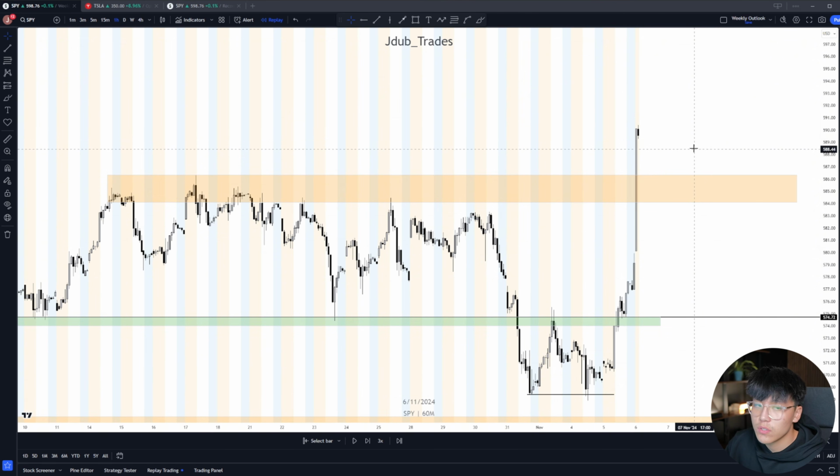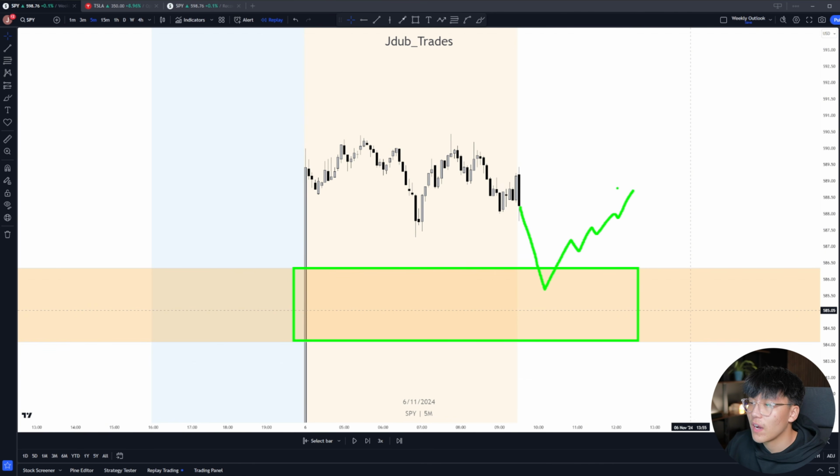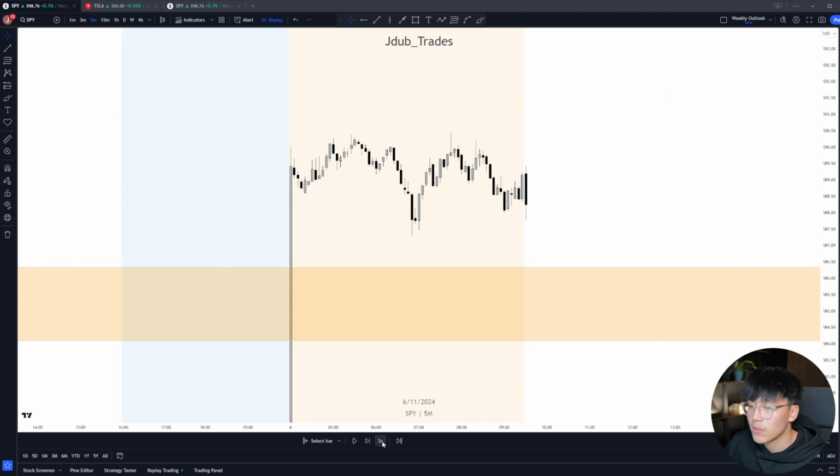So now we can go on to the lower time frames. As you can see, we're on the 5-minute chart, and based off of our higher time frame key levels, we're going to be looking for potential trade opportunities down towards this 585, 586 key area for a move back towards the upside. So we can play out the tape here.